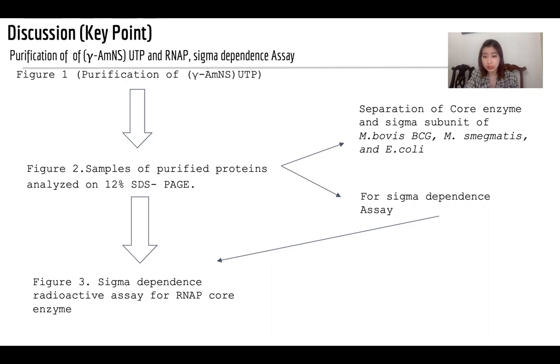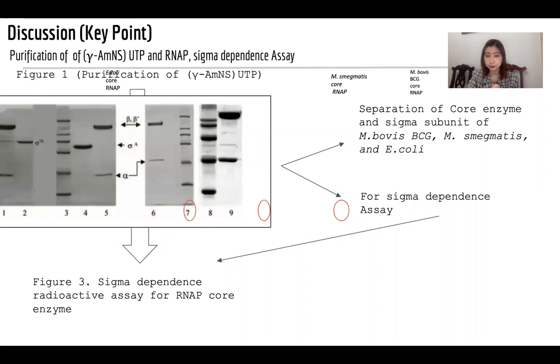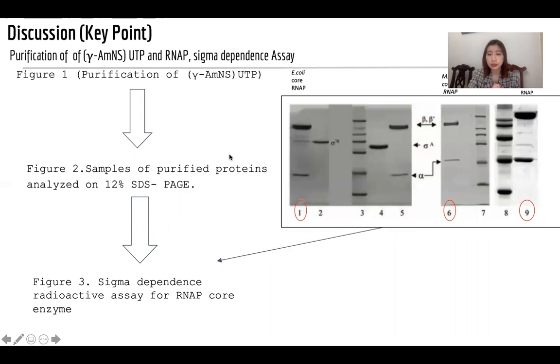And then what they did is that because they only purify the core enzyme, they then reconstitute it with the sigma, to make sure that it is only dependent on the sigma. Here is the core enzyme, and here are the sigma factors for the mycobacteria. Also, one thing to notice is that for easy scale up, they only use 2 chromatography steps instead of the 4.